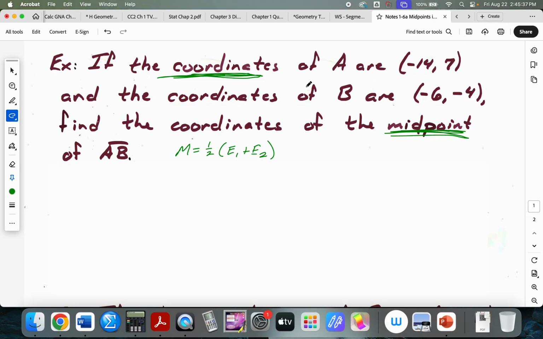So it tells me the coordinates of A are given here. The coordinates of B are given here. It says find the coordinates of the midpoint. So we're trying to find the midpoint, and A and B are the two endpoints. We're just going to do it, like I said, twice. Once for X and once for Y. So for X, we're just going to use the X coordinates. The midpoint for the X is going to be equal to half of the sum of the two endpoints, which are negative 14 and negative 6.